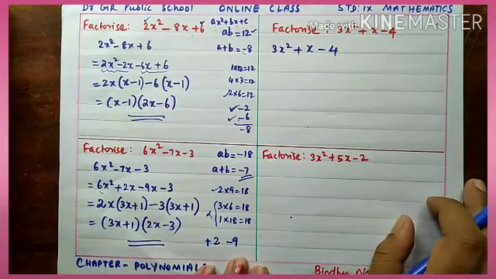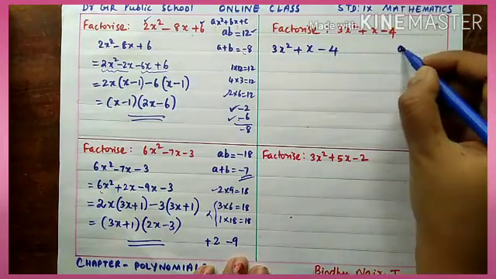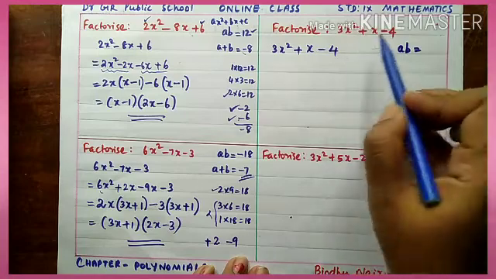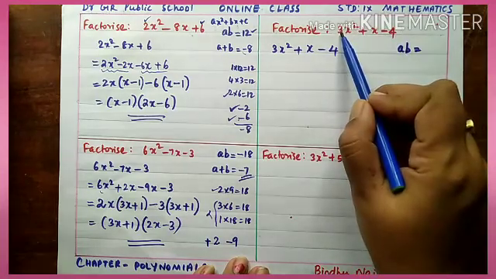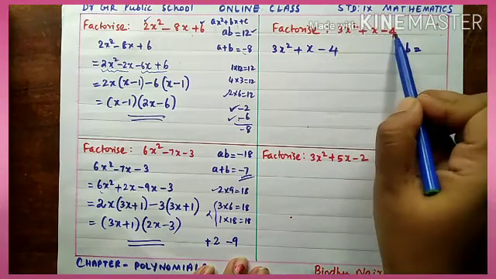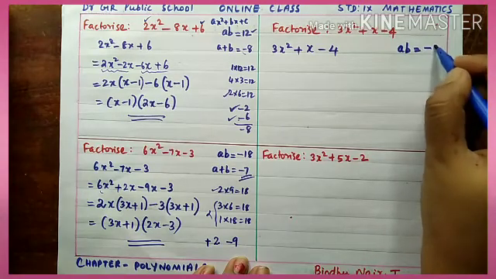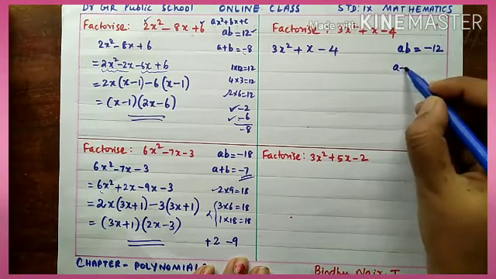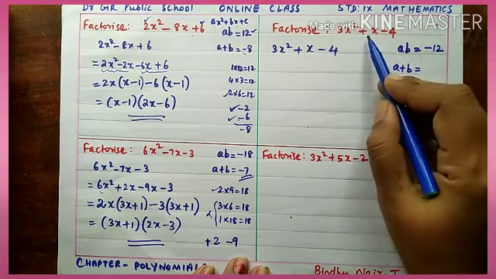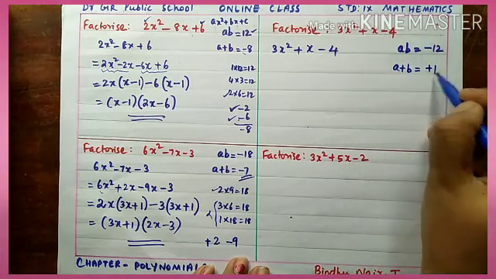Okay. Now what is the product value here, children? Product value is multiply. Here 3 is the coefficient of x square, so 3 into minus 4. What is 3 into minus 4? Minus 12. And what is the sum value a plus b? Plus 1. Okay, plus 1.